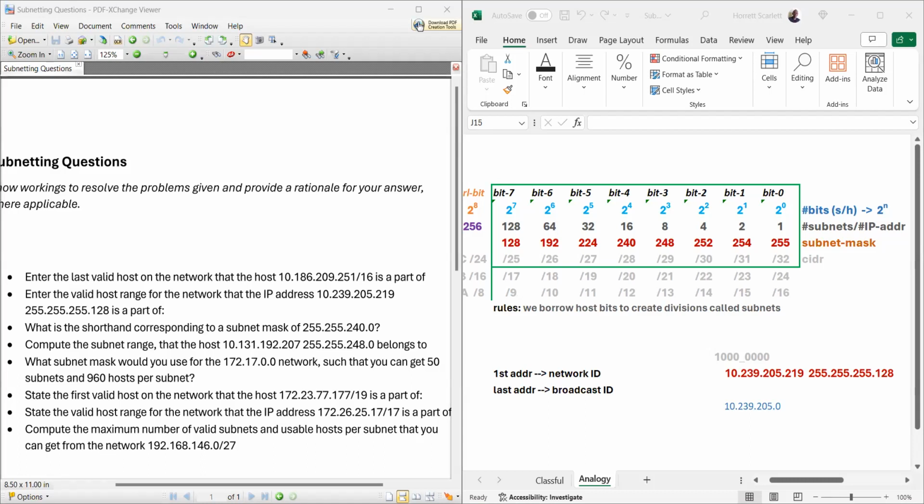But there's something that you have to do. It's one. One bit is allocated for the subnet. How many bits are allocated for the host? No, everybody's supposed to get an answer. But what's the answer? Type it in the chat.